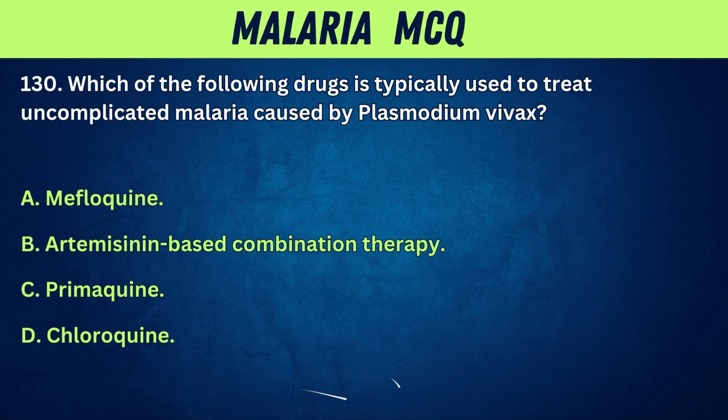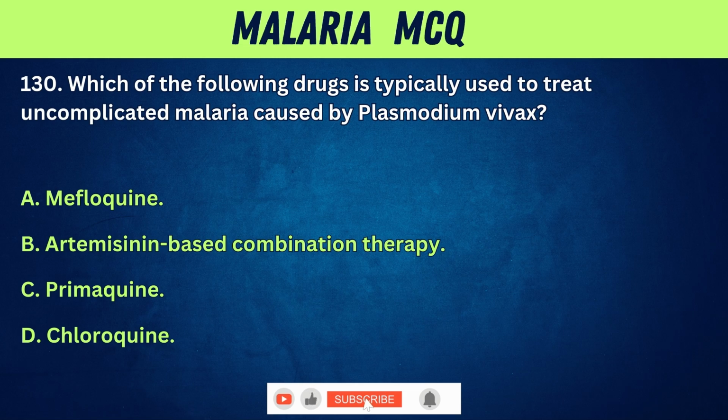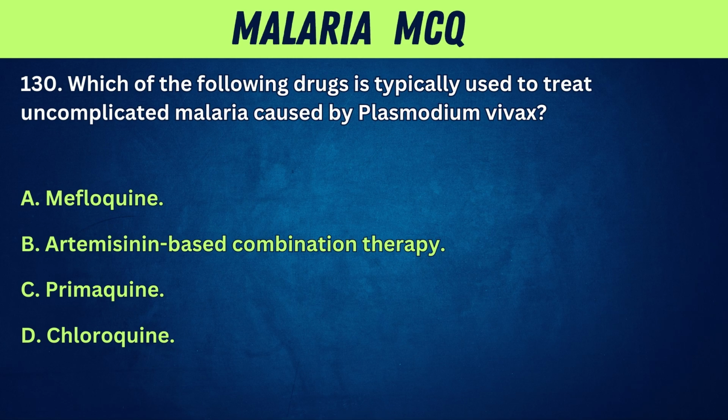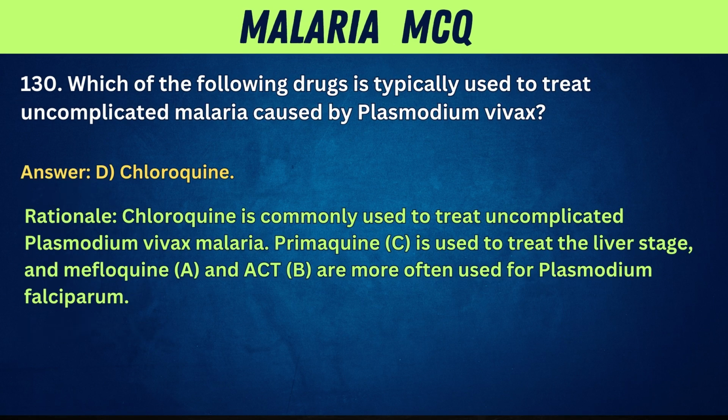130. Which of the following drugs is typically used to treat uncomplicated malaria caused by Plasmodium vivax? A. Mefloquine. B. Artemisinin-based combination therapy. C. Primaquine. D. Chloroquine. Answer: D. Chloroquine. Rationale: chloroquine is commonly used to treat uncomplicated Plasmodium vivax malaria.